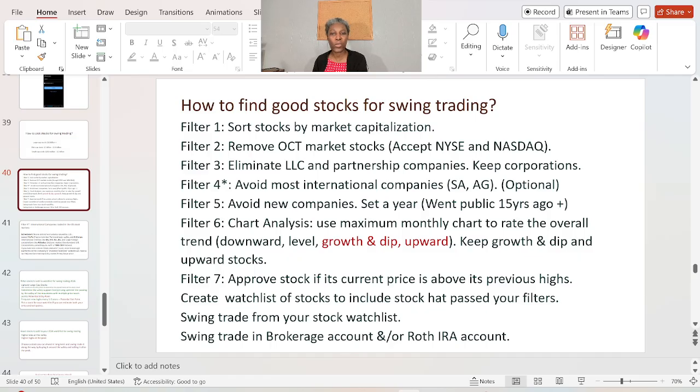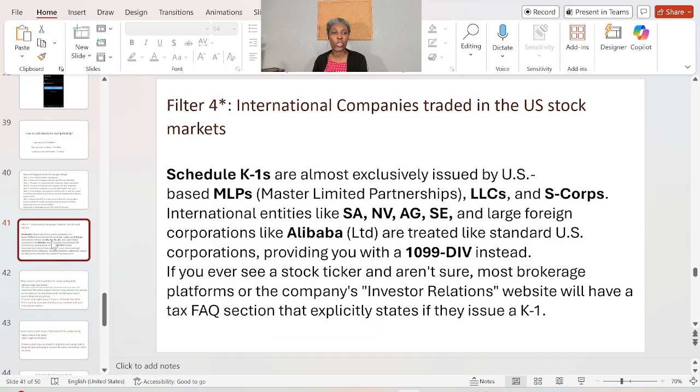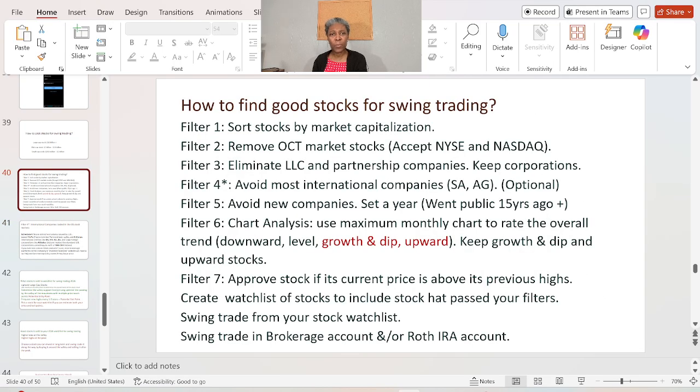I was more curious about those entity names. I did a Google AI search on them to see if those companies are partnerships and if Schedule K1 is expected from them. But it turned out that no, they don't send Schedule K1. They are now considered like US LLC types of companies. They are international companies. So today I put an asterisk on this one because those are companies that I tend to avoid, but I made it optional.